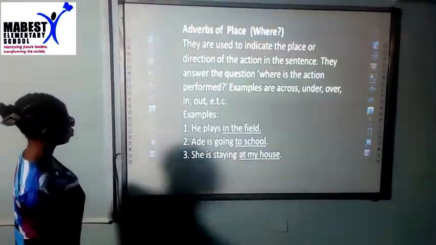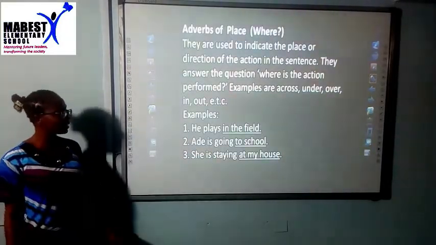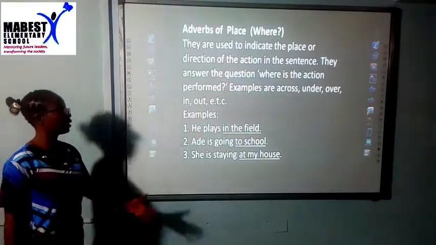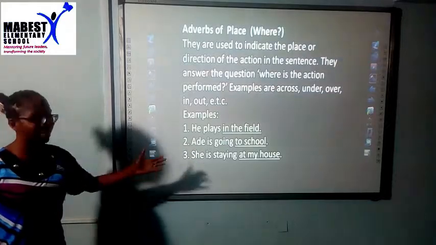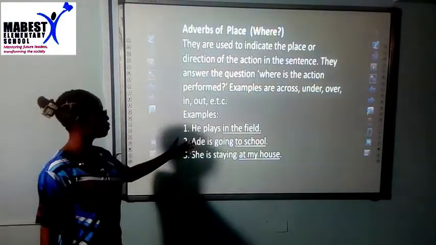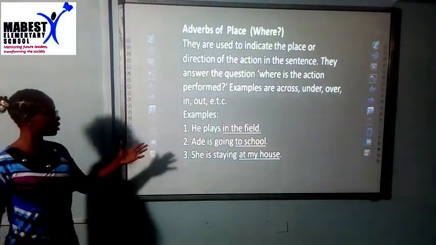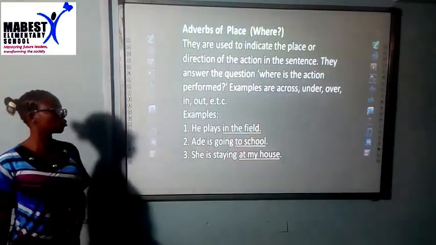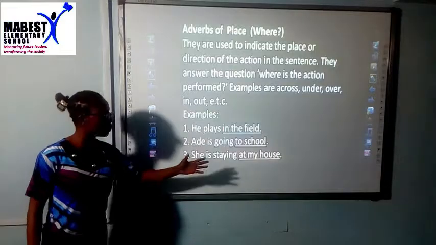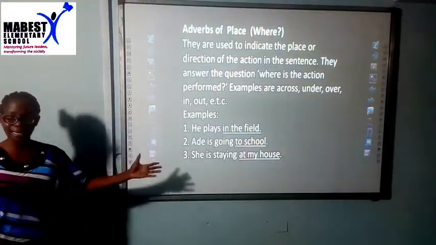The next one, number two, Ade is going to school. The subject in this sentence is Ade. Going is the verb, the action. To school is the adverb that is giving us more information about where Ade is going. The third one is, she is staying at my house. At my house is the adverb, and staying is the verb. At my house is telling us the place she is staying.